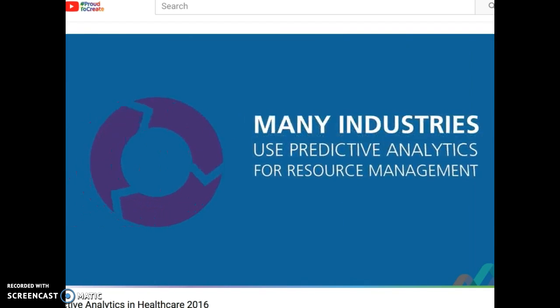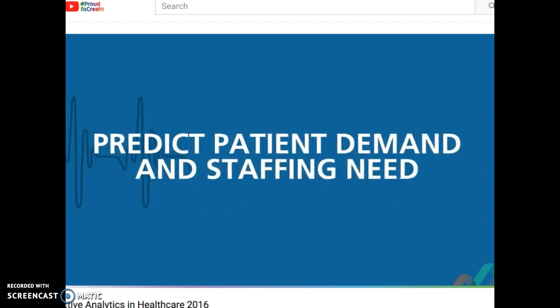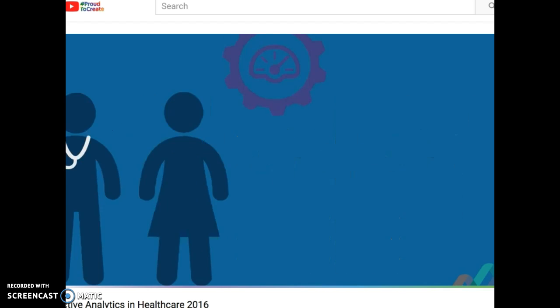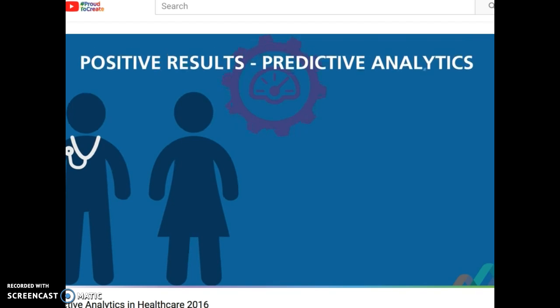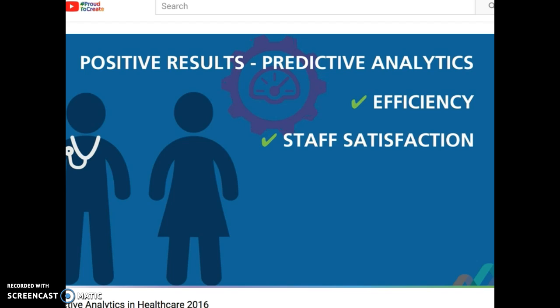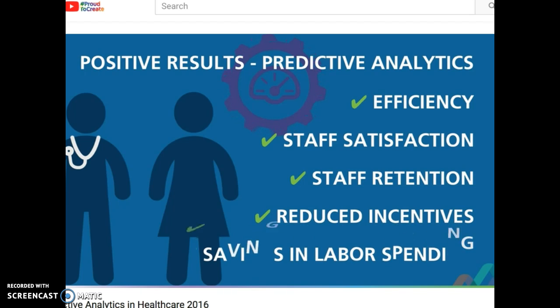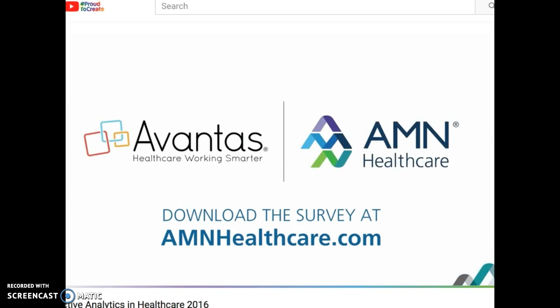Predictive analytics are already used in many industries for resource management. Now it's available to predict patient demand and staffing need for accurate scheduling and staffing. Healthcare providers that utilize predictive analytics have positive outcomes: efficiency in agency staffing, increased staff satisfaction, improved staff retention, reduced open shift and bonus shift incentives, significant savings in labor spending. To learn more and to download the full survey, visit AMN Health.